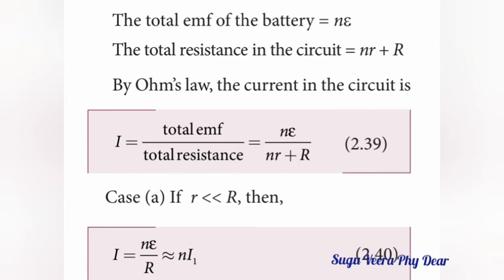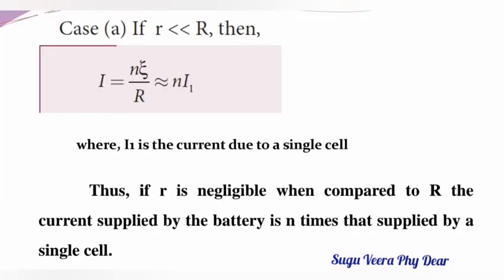Case 1. If r is less than R, then I equals nψ divided by R, approximately nI1. Here I1 equals ψ divided by R from Ohm's law, which is the current due to a single cell. Thus, if r is negligible when compared to R, the current supplied by the battery is n times that supplied by a single cell.